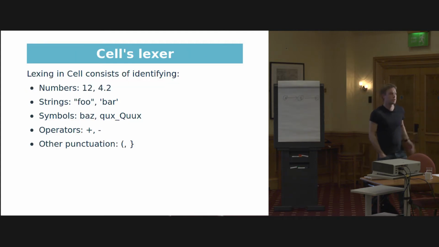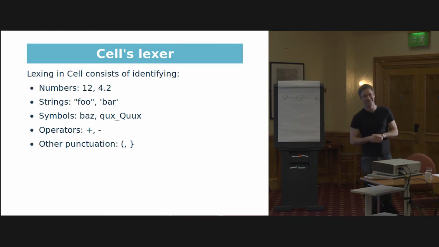So in Cell, this is the complete list of all tokens that Cell's lexer understands. The examples aren't complete. There's a complete list of the types that you can see. There's only one type called number, which is integers or floating point numbers. There are strings. You can have either type of quote.